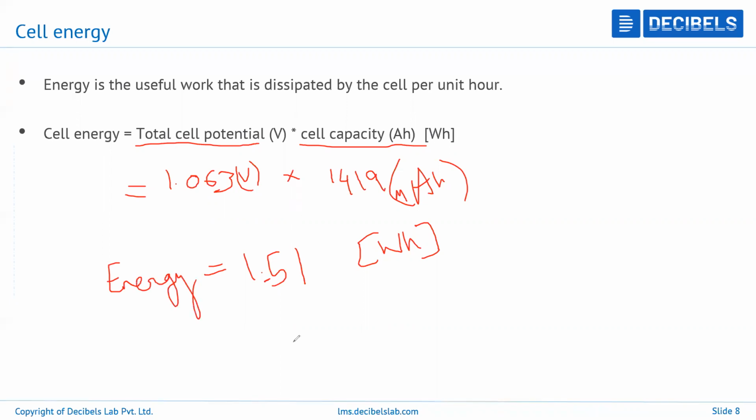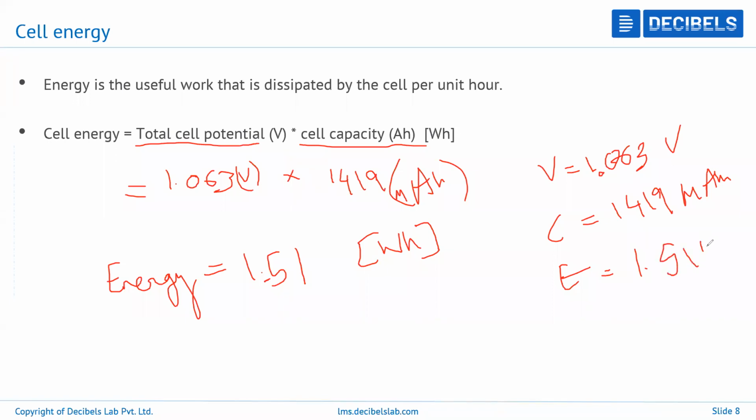Okay, so we have found out three of the most basic parameters over here. That would be your cell voltage, then your capacity, and your energy. Okay, so to summarize, these are the different values we'll get. Utilizing the given data from the reduction potential chart, we have been able to obtain these values for a simple zinc copper cell.